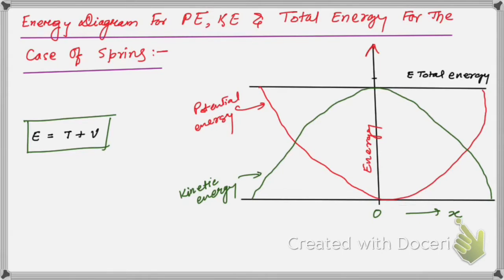T represents kinetic energy, right? And potential energy is represented by V. This axis represents displacement, and this vertical axis represents energy, and total energy is nothing but the sum of kinetic and potential energy. So hope you have understood this. Now let's move on to the next question.